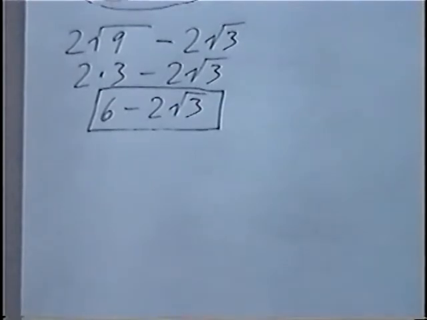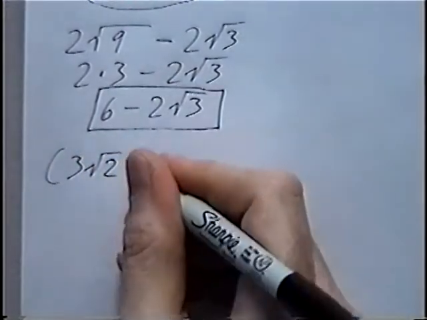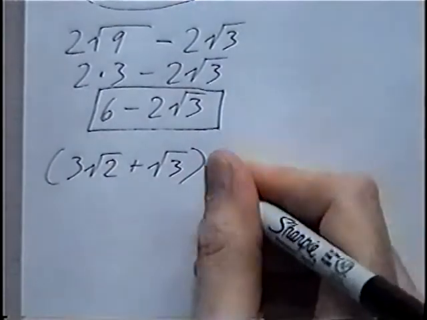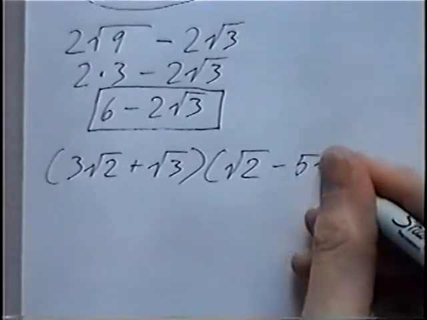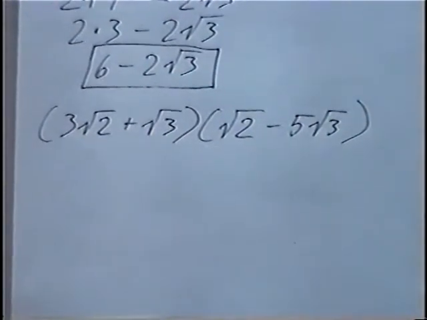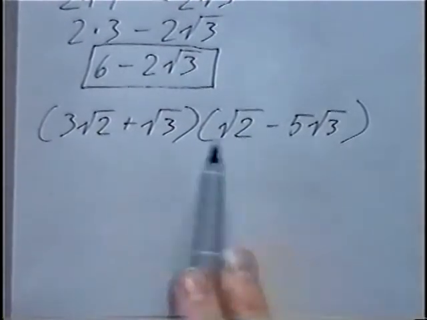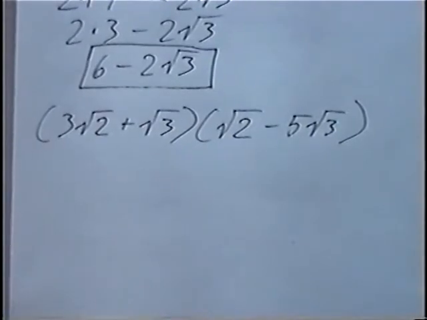Last question for this section. First parentheses is 3 radical 2 plus radical 3. And in the second parentheses, radical 2 minus 5 radical 3. This time we have 2 parentheses. Both of them have 2 terms or 2 radicals. In this case, we'll be multiplying by FOIL.